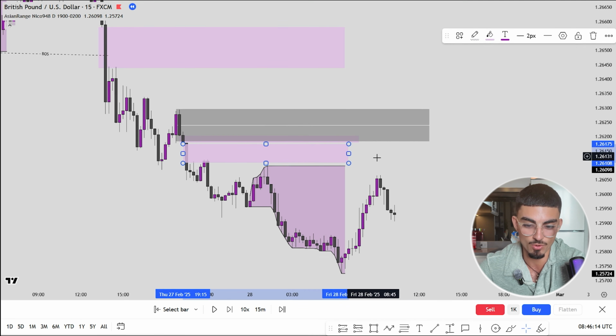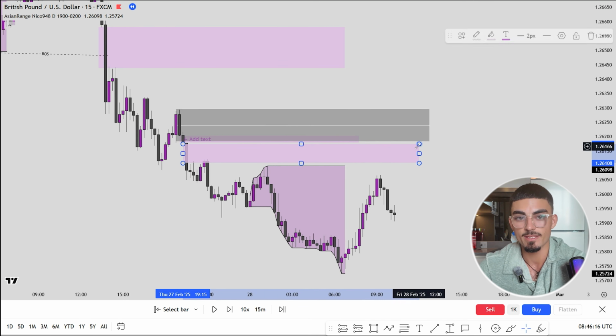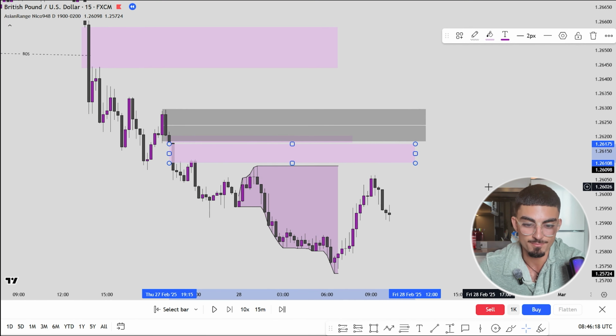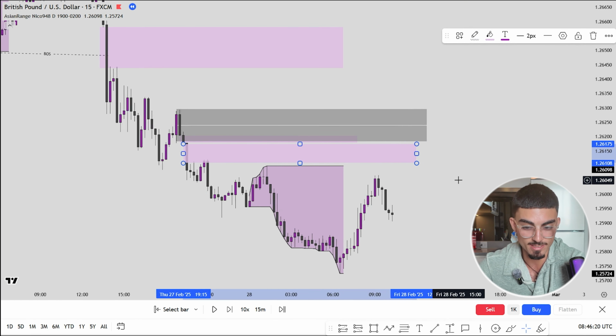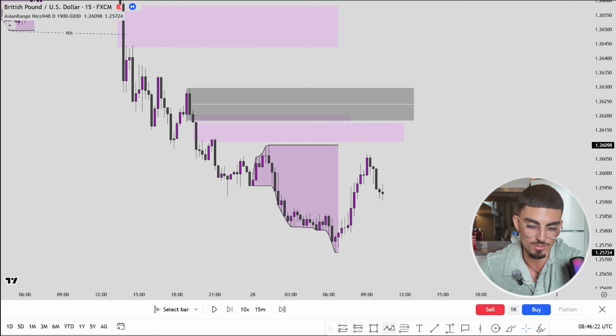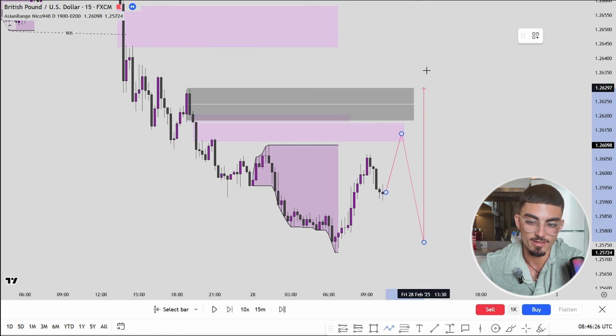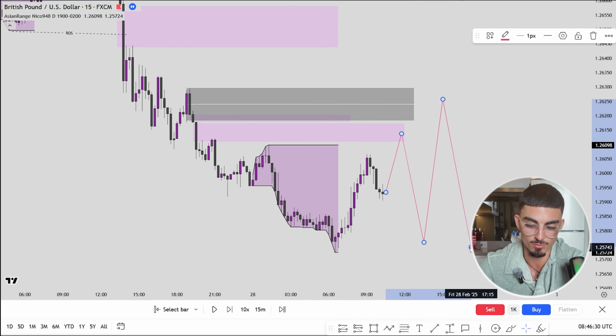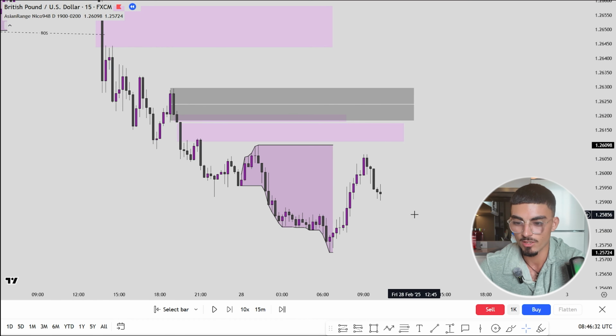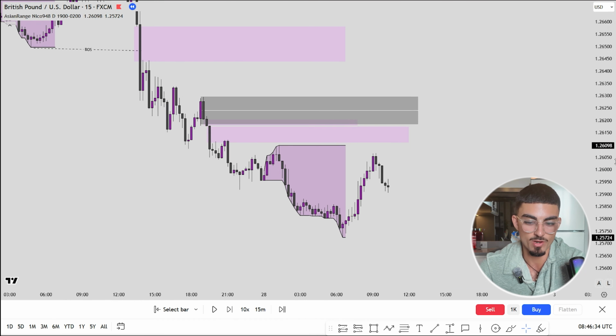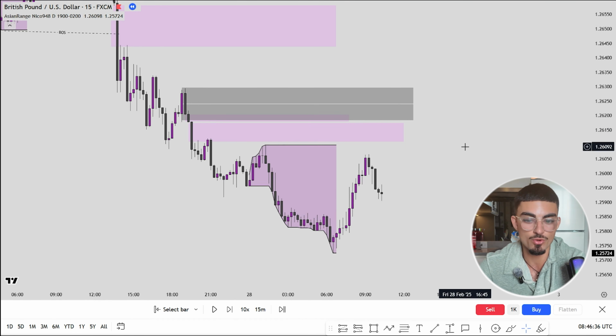Because as I mentioned before, these fair value gaps, yes, they might be respected, but the highest probability setups will be from order blocks. So what you want to do, instead of looking for a trade like this, is wait for the order block and then look for the trade from the order block, okay? Now, going over a bit of my strategy as well, this trade right here was so strong.